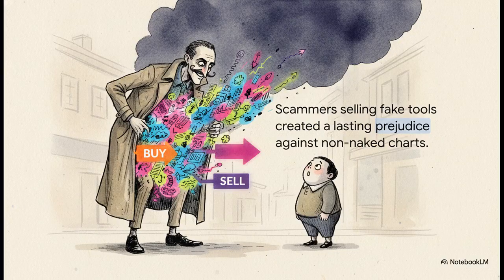While the source traces this bias all the way back to a specific era of online scammers. Years ago, there were countless fraudsters selling these useless, flashy buy and sell indicators to beginners. It essentially created trading PTSD for an entire generation. If someone saw an indicator on your screen, they instantly assumed you were a total novice being scammed by a fake tool. That historical baggage is the exact reason so many modern traders proudly brag that they trade without indicators.